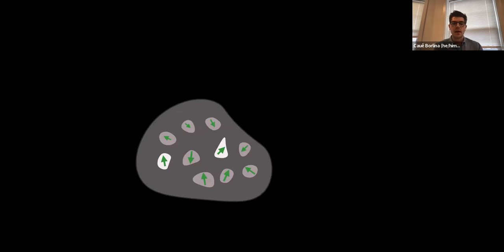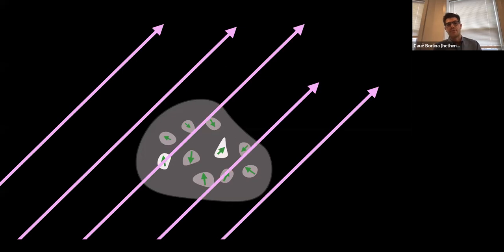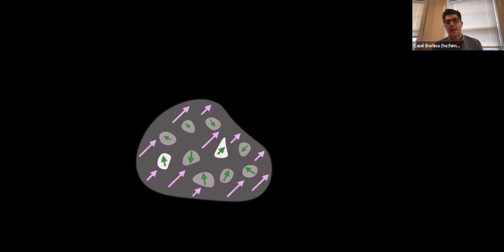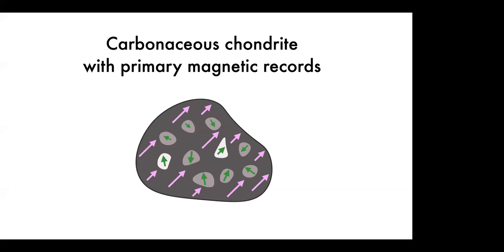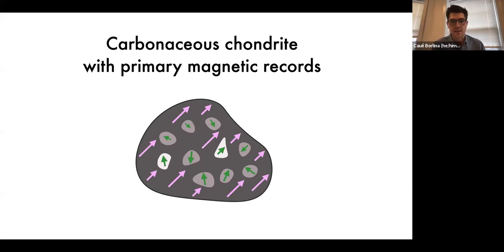And then they get accreted to the parent body or the planetesimal. And during this process, there could be some parent body alteration in the matrix. And if there is a background magnetic field, it could be a planetesimal dynamo, it could be maybe the solar nebula magnetic field, that alteration would acquire a magnetic record that is likely different from that of the inclusions. And if nothing happened to the sample since its initial formation, some disturbance will make it fall onto the earth, and we can collect and measure it in our laboratory. So that would be a carbonaceous chondrite with primary magnetic records.